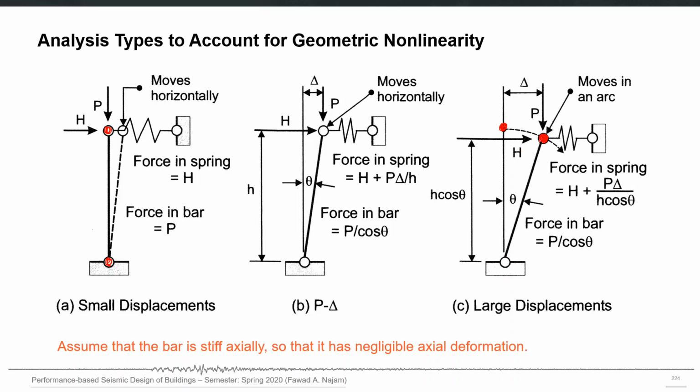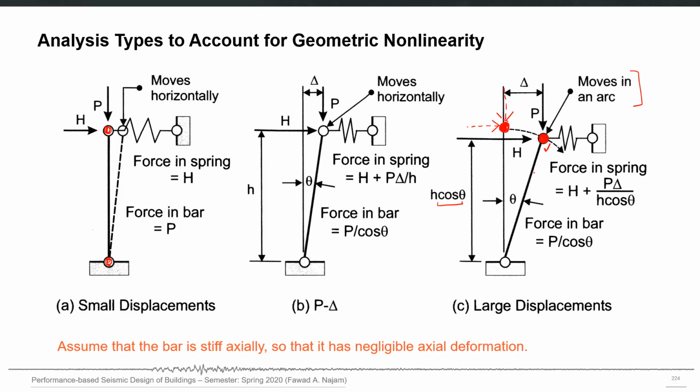In this deformed position, if we apply the equilibrium equations, we will get the force in the spring as H plus P delta over H cos theta, because the vertical height of this point is not small h but H cos theta, because this node moved in an arc under the effect of the horizontal force. So now the horizontal force will not be applied at the initial point, which was here, and P will not be applied at this point, which was here. Both of the forces move to the new position of this point.